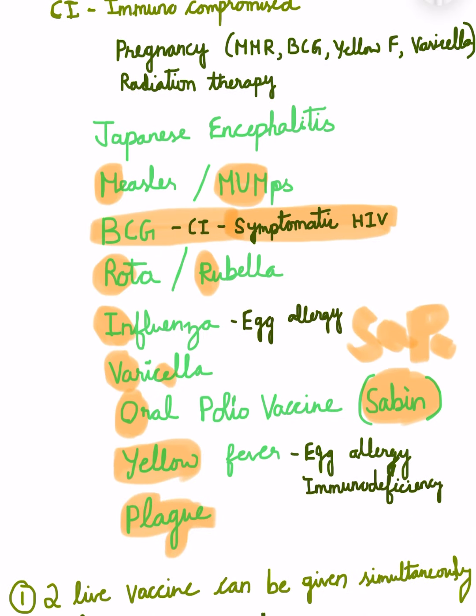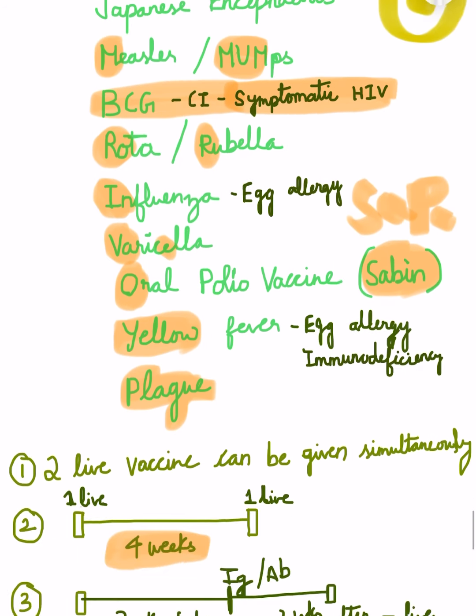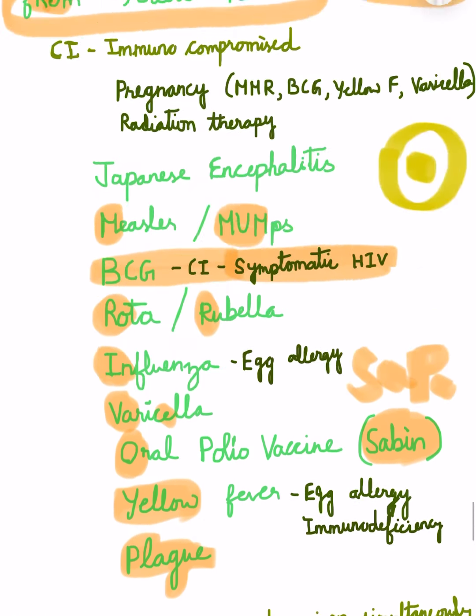Yellow fever and influenza vaccines are contraindicated in egg allergy. This can be remembered as the yellow yolk is seen inside the egg. Inside the egg we have yellow yolk. So the influenza vaccine and yellow fever vaccine are contraindicated in case of egg allergy. These are the contraindications.